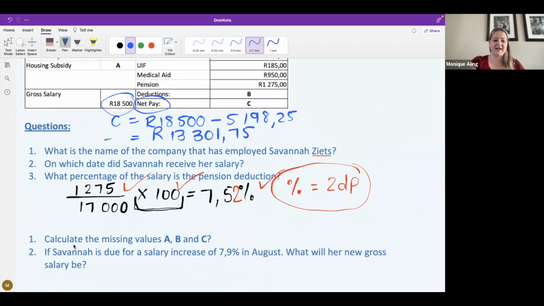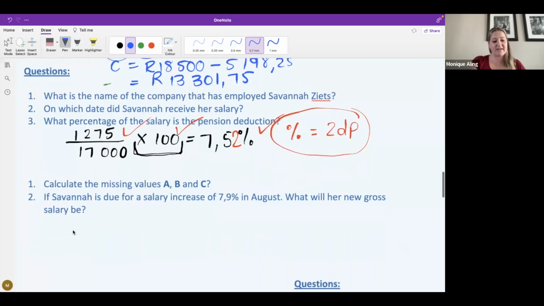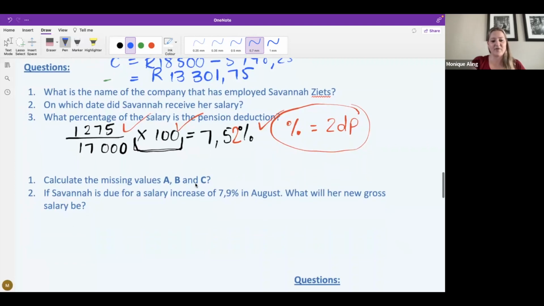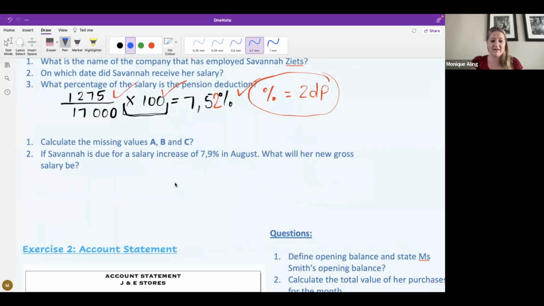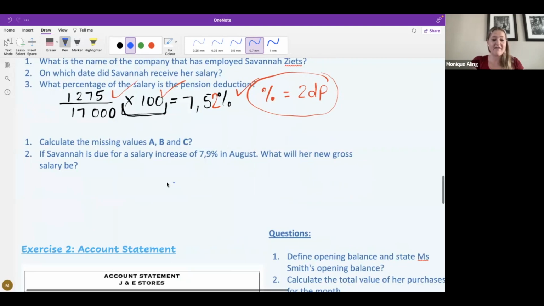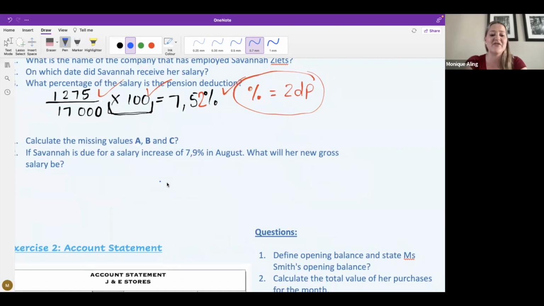Okay, then the numbering did go a bit funny when I pressed enter here. So let's look at the last one, which is meant to be question 5. It says, if Savannah is due for a salary increase of 7.9% in August, what will her new gross salary be?